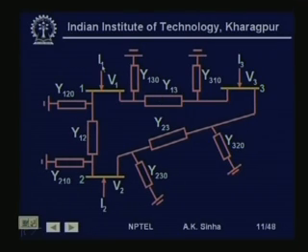Here, instead of writing the injections P 1 Q 1, P 2 Q 2 and P 3 Q 3, we have converted them into currents for the time being.